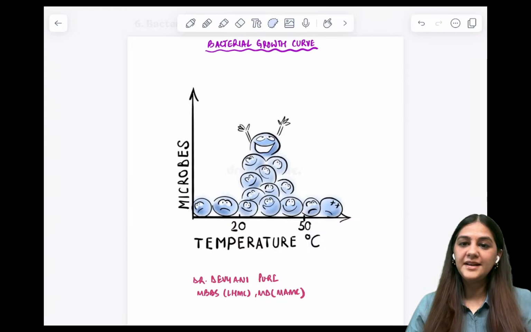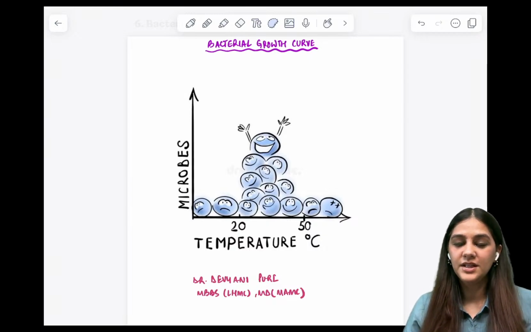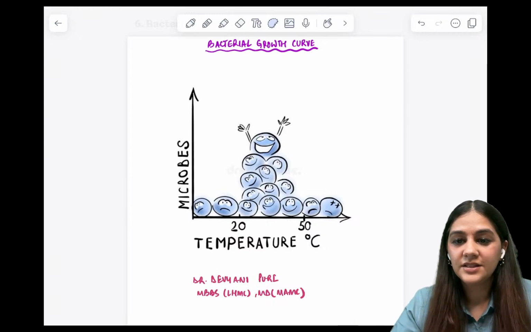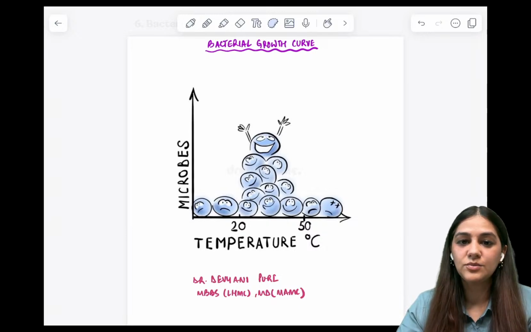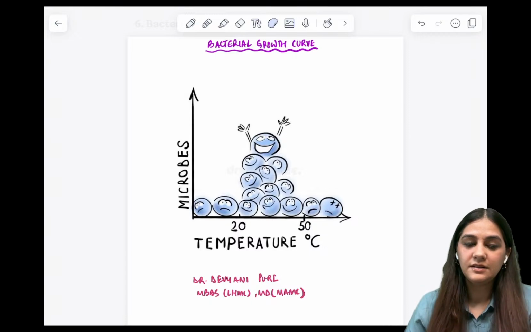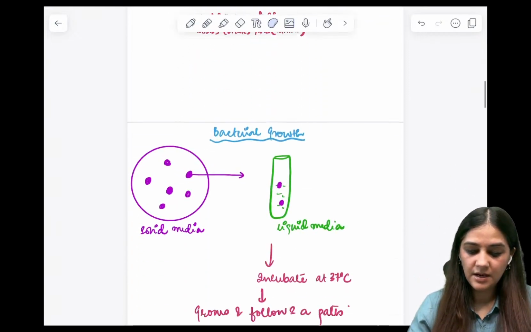Okay, so hi everyone, I am Dr. Devyani Puri and today's session is going to be about the bacterial growth curve. So this is super important when it comes to your undergraduate classes, but also very important for the postgraduate examination because you do get a lot of questions from this particular topic. So bacterial growth curve, let's start.